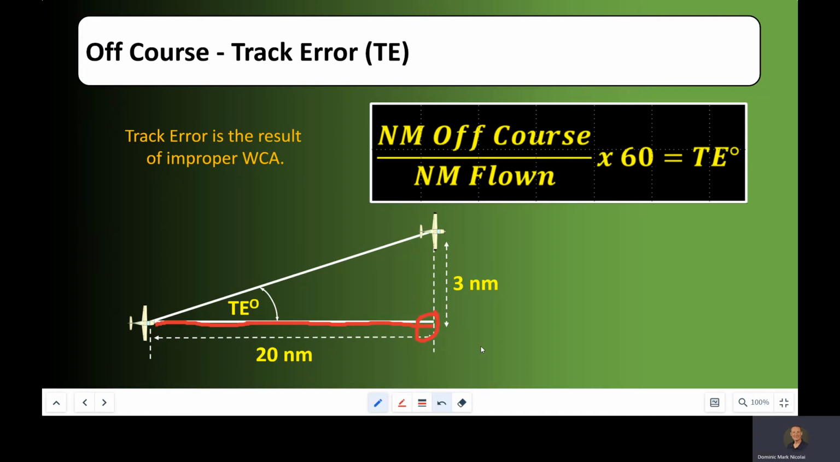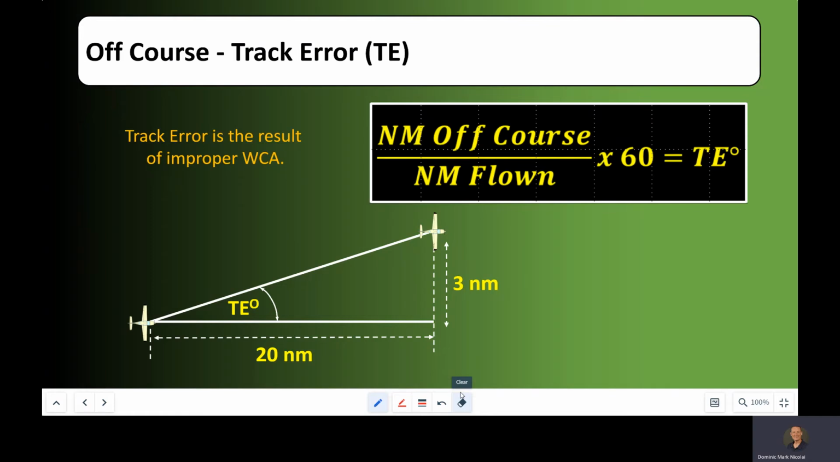So we're going to use the formula, which is just a variation of that 1 in 60 rule. We're still going to use the opposite side, which is your nautical miles off course, divided by the adjacent side, which is 20 miles. That's how much you have flown. Multiply that by 60, and we'll get the track error. Track error is simply the degrees of wind correction that's needed to parallel course.